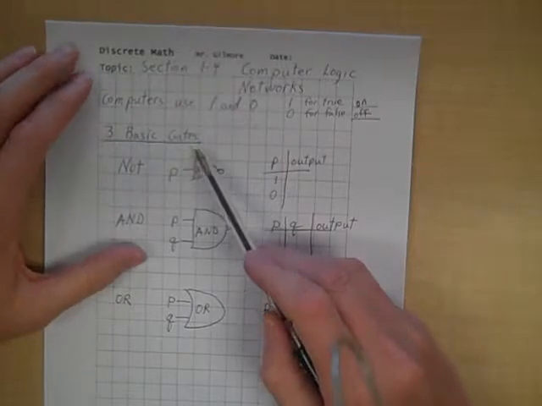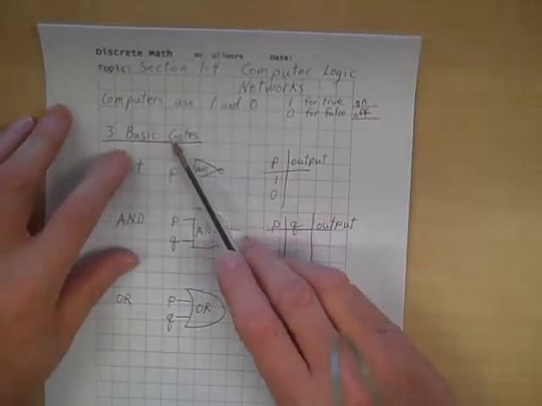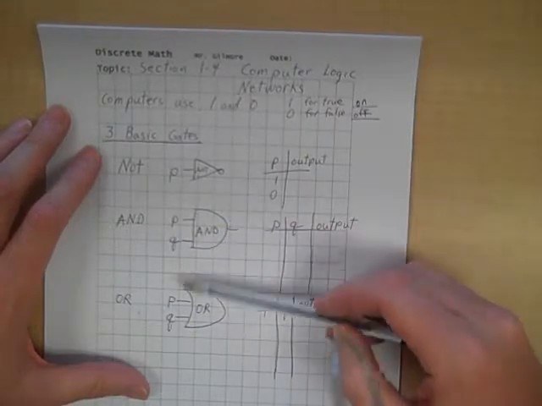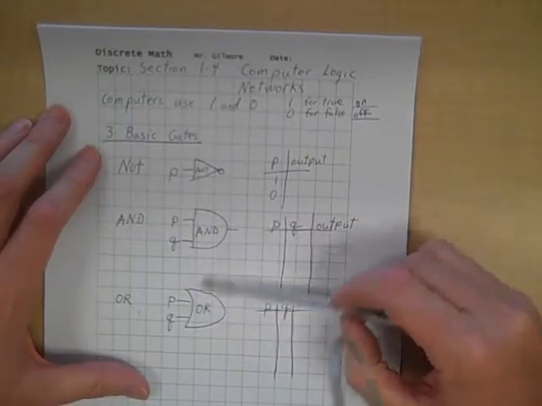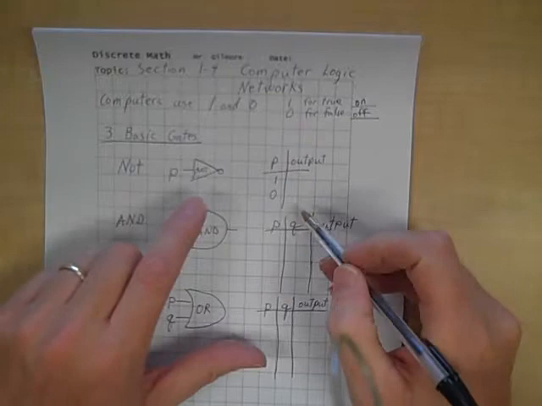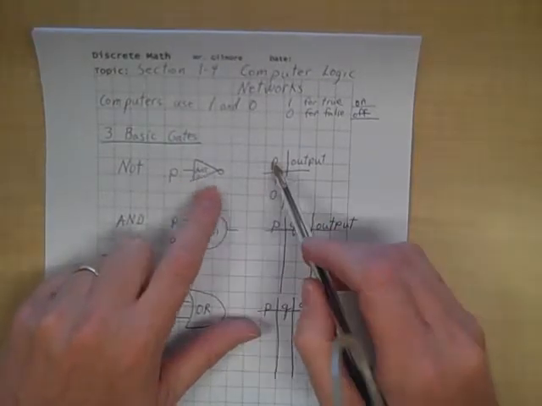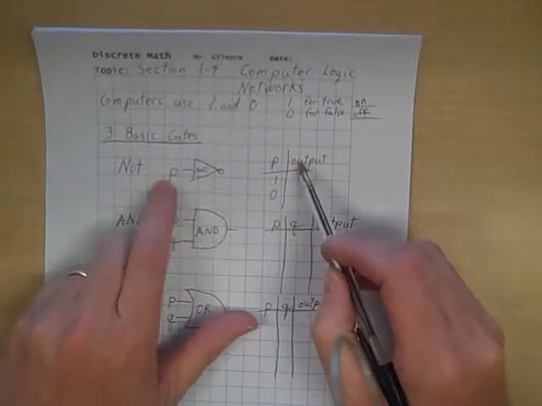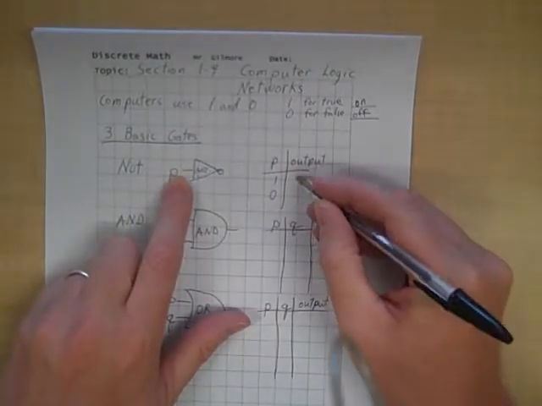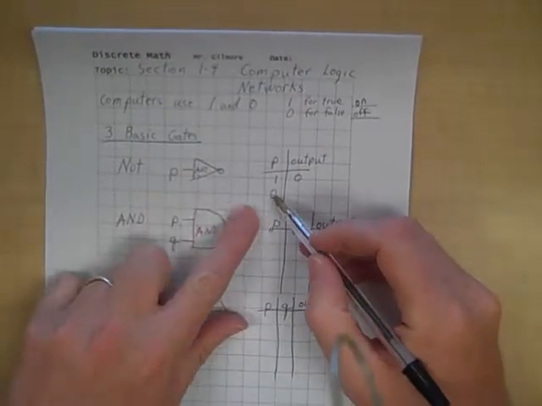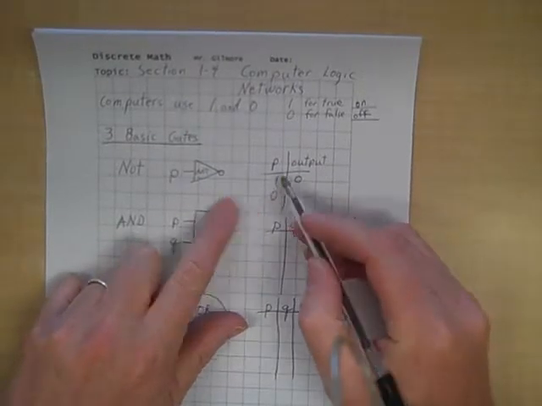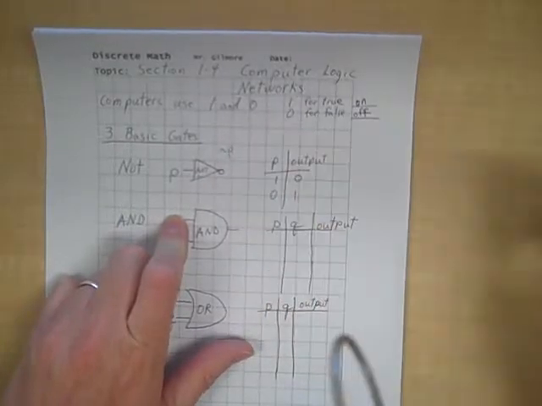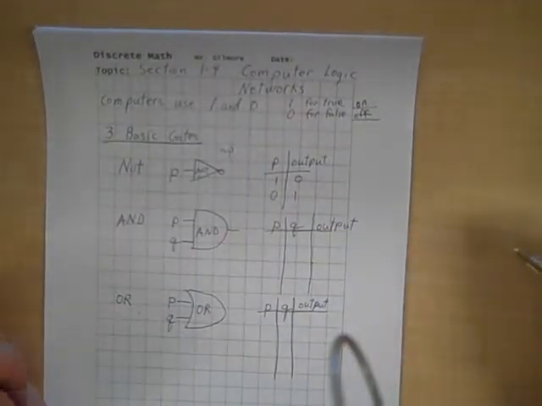Now, with computer logic networks, there are 3 basic gates: not, and, or. And these are the symbols that they'll use symbolically a lot for those. Now, if you have input for P is 1 and 0, the output, if you go through this gate, turns a 1 into a 0, and it turns a 0 into a 1. It's not P. So, remember what we had before.